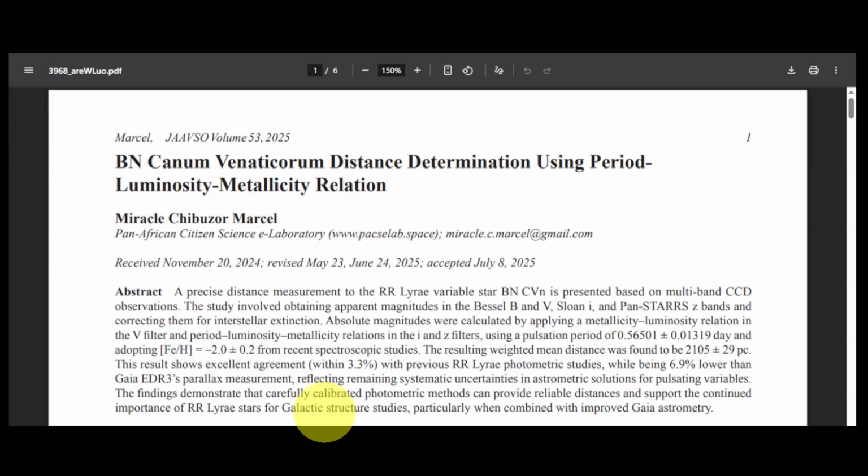So I did extensive research on RR Lyrae stars, and one of them is BN CVn. Remember what I just told you about measuring distances? Cepheids follow the period luminosity relation, but RR Lyrae stars follow what we call the period luminosity metallicity relation. If you want to understand how that works, I invite you to read my paper on BN CVn distance determination using that relation.